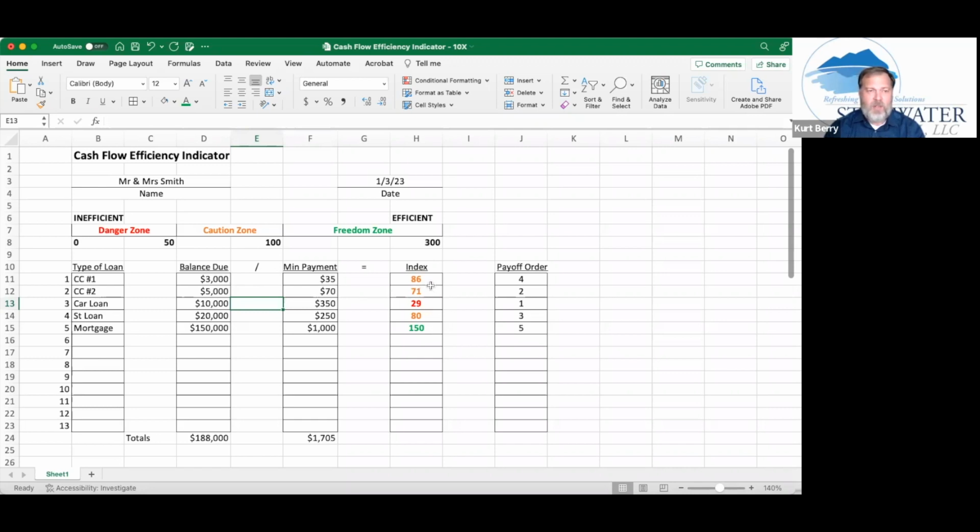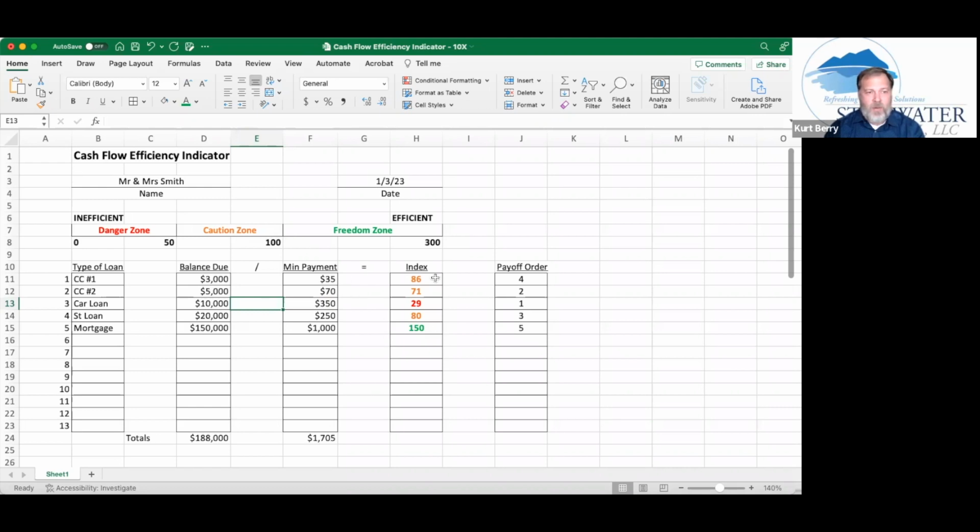And then the numbers are color coordinated in order to fit with our gauge up here at the top. Our gauge tells us, is this loan an inefficient loan or is it an efficient loan in regards to your cash flow? In other words, is this taking a lot of money out of your pocket or just taking a little bit of money out of your pocket based on how much debt you have? Okay, so let's look at an example here.